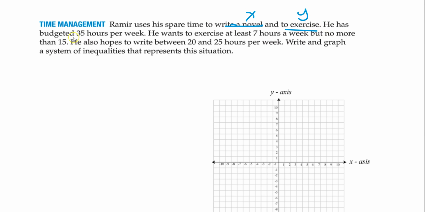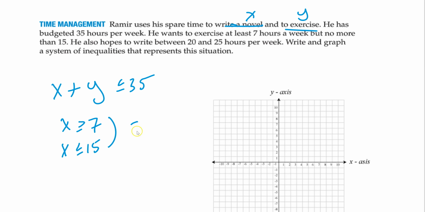First thing says he has 35 hours per week. So novel plus exercise has to be less than or equal to 35 hours. That's the most he could spend. He wants to exercise at least 7 hours per week, so y he wants to be greater than or equal to 7, but no more than 15, so y also has to be smaller than or equal to 15. If you want, you can combine those two like this, but it doesn't really matter.